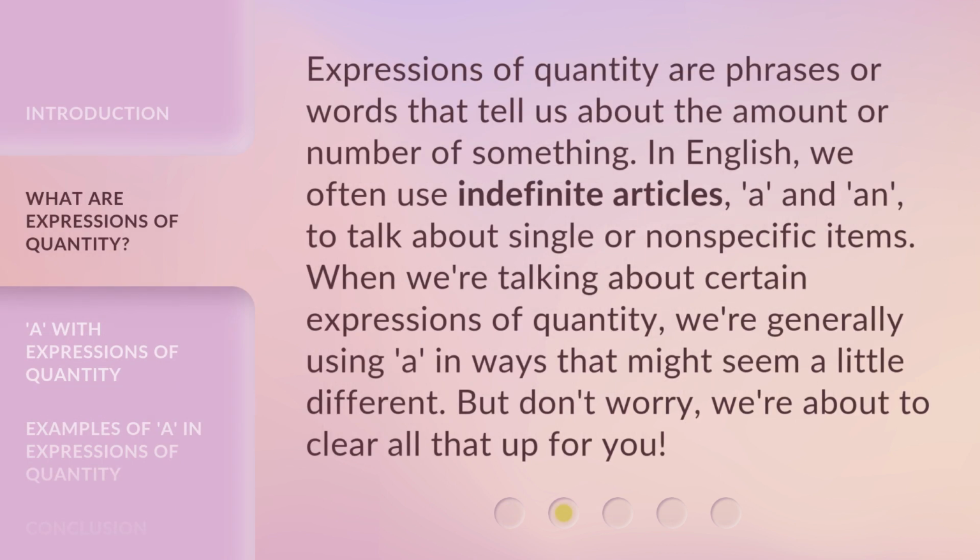Expressions of quantity are phrases or words that tell us about the amount or number of something. In English, we often use indefinite articles, "a" and "an," to talk about single or non-specific items. When we're talking about certain expressions of quantity, we're generally using "a" in ways that might seem a little different. But don't worry, we're about to clear all that up for you.